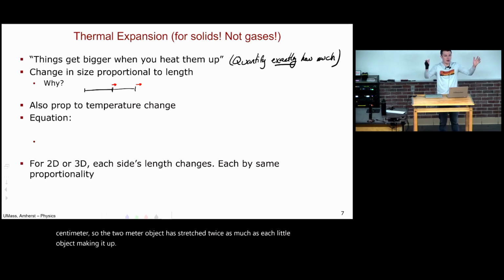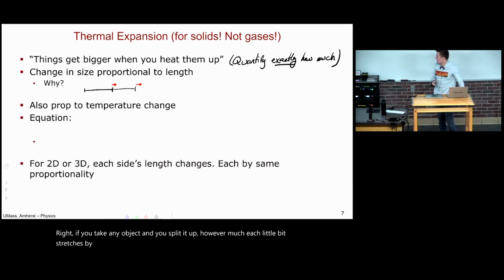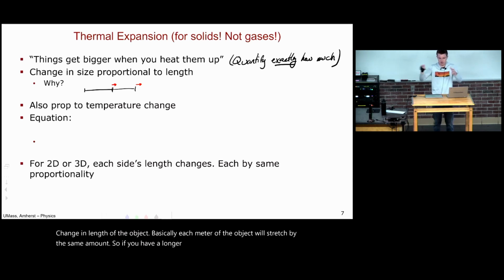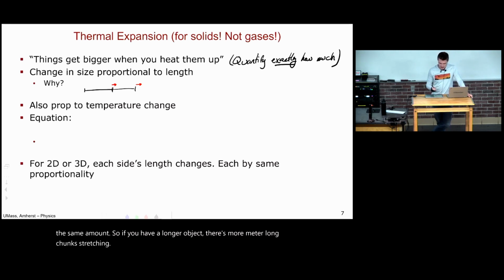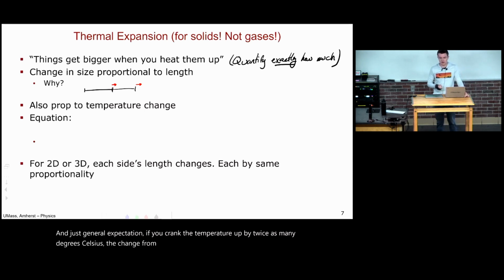If you take any object and you split it up, however much each little bit stretches by, you multiply that by how many sticks are in the object to get the total change in length of the object. Basically, each meter of the object will stretch by the same amount. So if you have a longer object, there's more meter-long chunks stretching. And just general expectation, if you crank the temperature up by twice as many degrees Celsius, the change from the rest temperature is expected to be twice as much, just from observations.